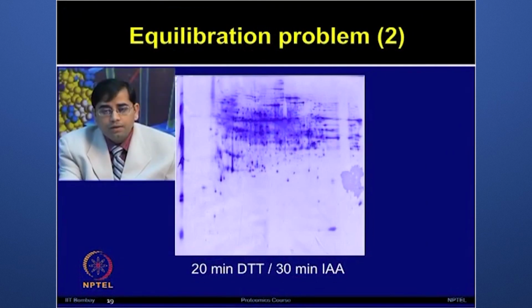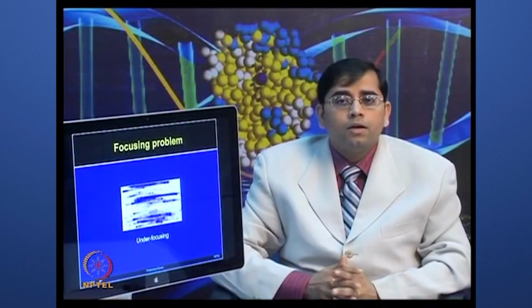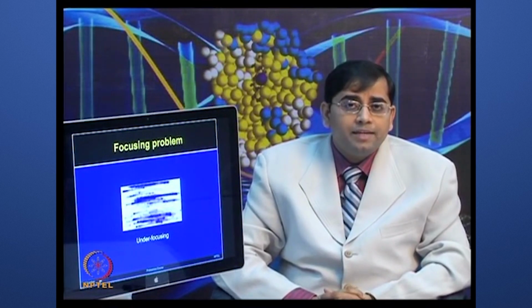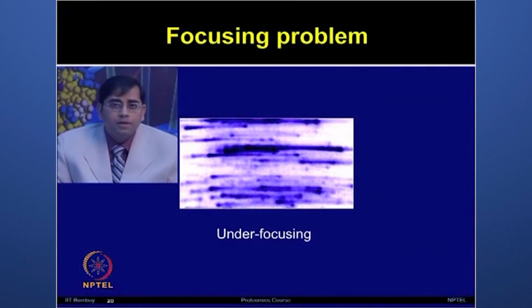In this gel, it is shown that by increasing the equilibration time to 20 minutes of DTT and 30 minutes of iodoacetamide, the gel pattern looks very problematic, and that is because of the excess equilibration. Now, the IEF process is very crucial. Many times during the IEF run itself, one can monitor problems if you have software showing how the run is progressing. Often, if your voltage setting is insufficient for complete focusing, it may result in under focusing, as shown in this image.